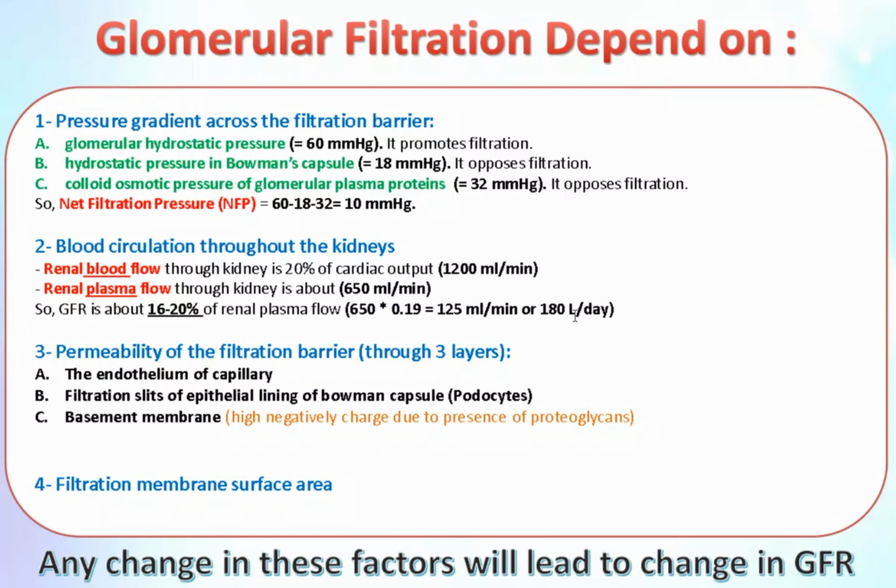Number three, glomerular filtration depends on the permeability of the filtration barrier. These are the three layers: the endothelium of the capillary, the filtration slits, that is the epithelial lining of the Bowman capsule called the podocytes, and the basement membrane. And number four, the filtration membrane surface. So any change in these factors will change the glomerular filtration rate.